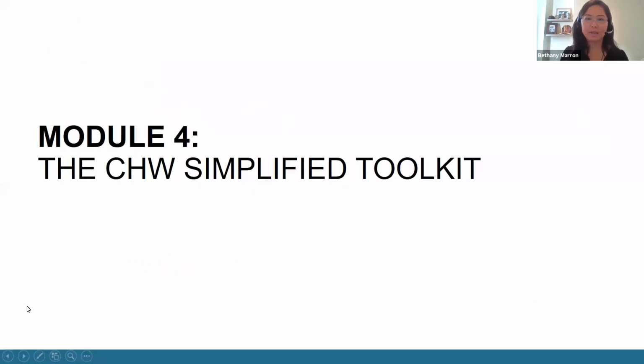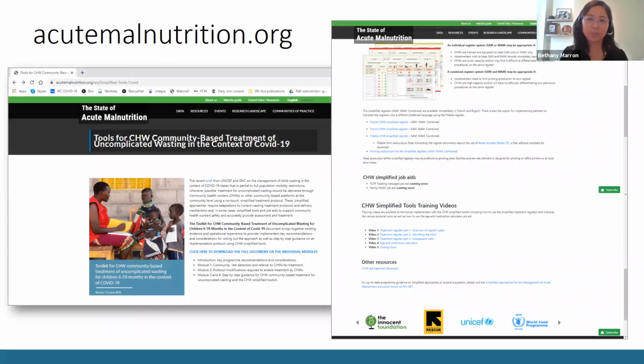Next slide. Module 4 in the document describes the CHW Simplified Toolkit, the tools we created to allow CHW-led treatment. There are three important things I want to share with you about the toolkit. The first is that the toolkit is compatible with lower literacy and numeracy levels. It's mostly pictorial based, and it was designed according to human-centered design principles, meaning we did not just develop it in an HQ office, but developed it in the field and field tested it with many CHWs in several countries, as Emily mentioned: Kenya, Nigeria, South Sudan, and Malawi.